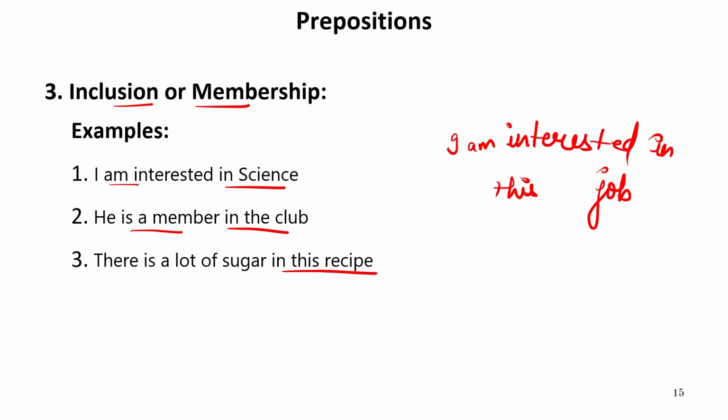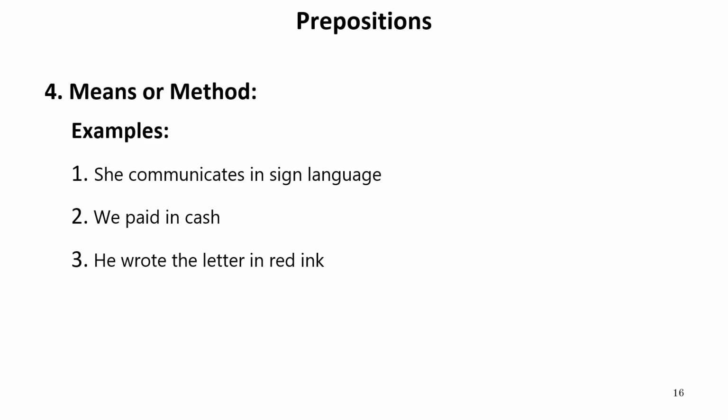Now let us move to the next: means or method. She communicates in sign language. So suppose there is a person and she communicates only in sign language. For example, if he is dumb or deaf, these type of persons basically use sign languages. So she communicates in sign language.